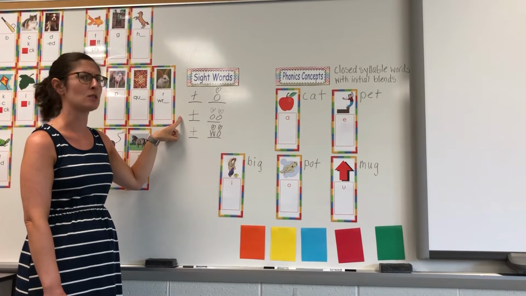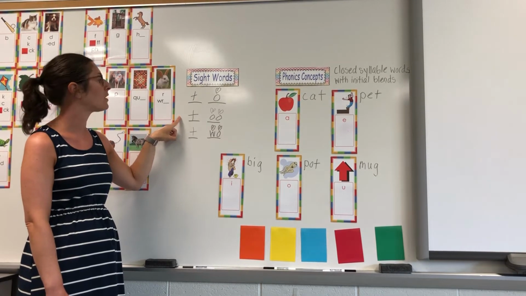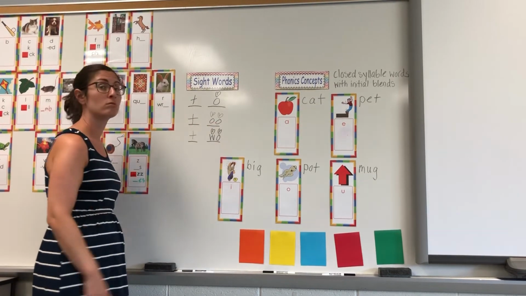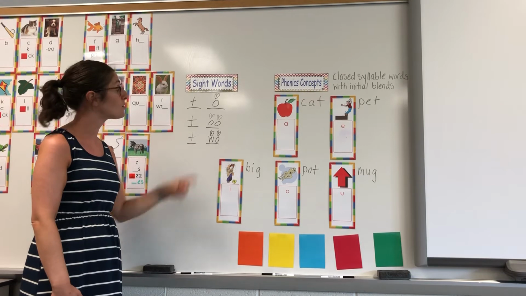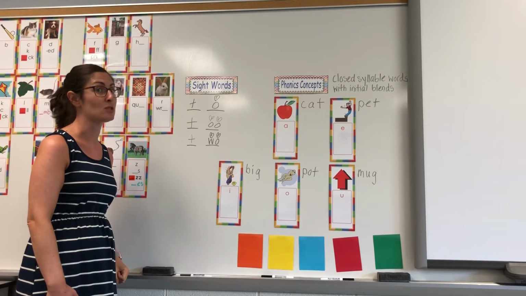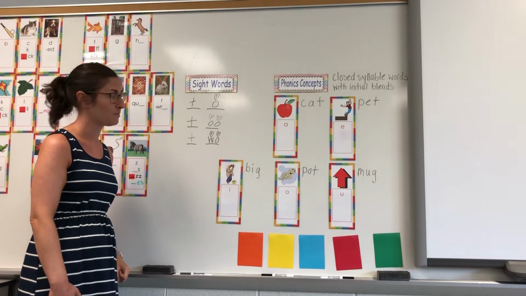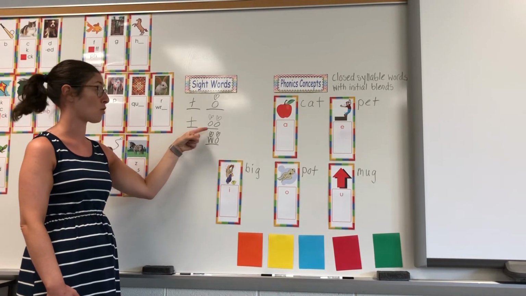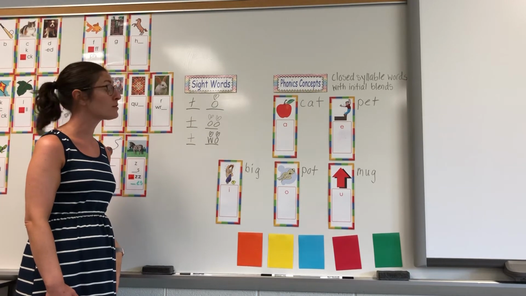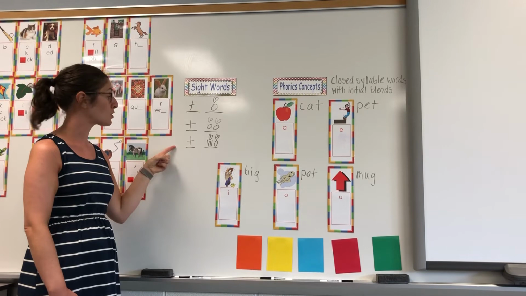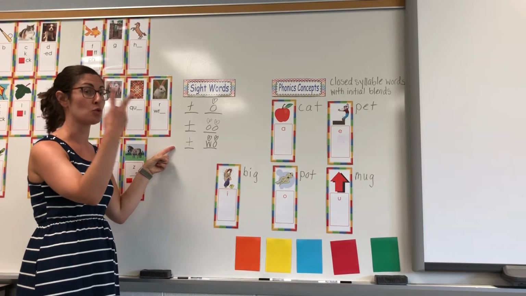The next too. My drink is too hot. Let's spell it forward. T-O-O. Let's spell it backwards. O-O-T. Again, my drink is too hot. Spell it forward one more time. T-O-O. Let's spell it backwards. O-O-T.